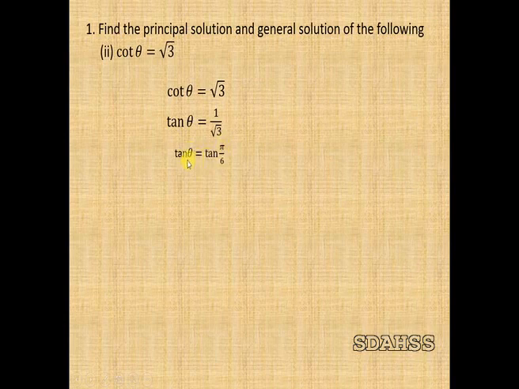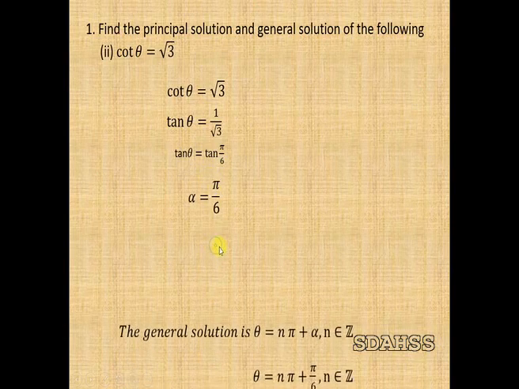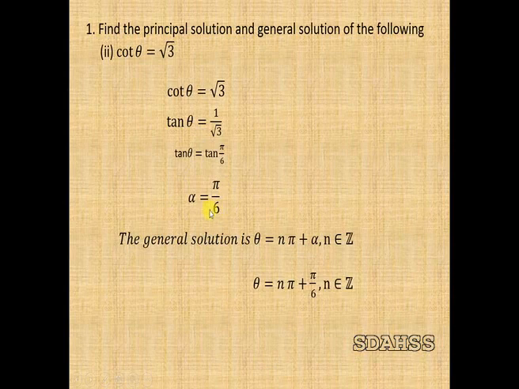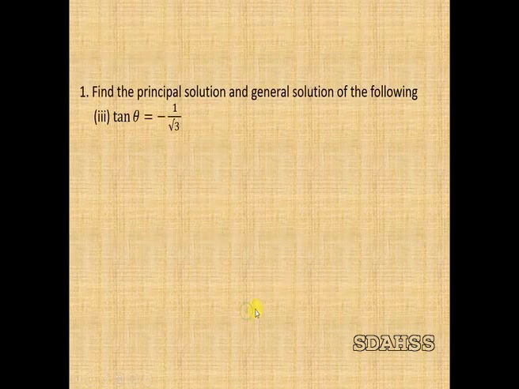Now this is of the form tan theta is equal to tan alpha. So alpha is equal to pi by 6. This is the principal solution. Next we want to find the general solution. So its formula is theta is equal to n pi plus alpha. Substitute the value. So you have theta is equal to n pi plus pi by 6, where n belongs to z.